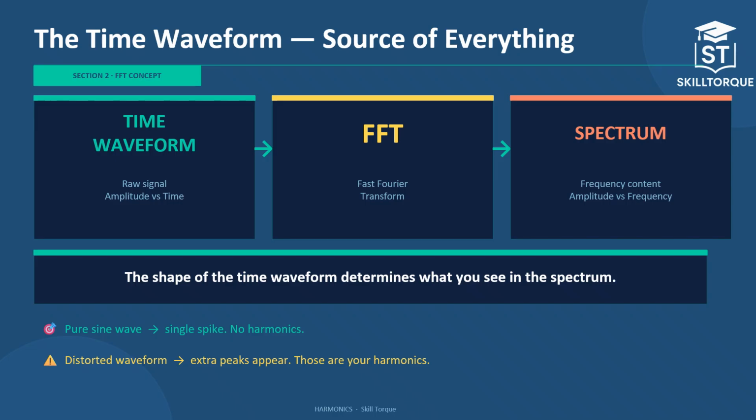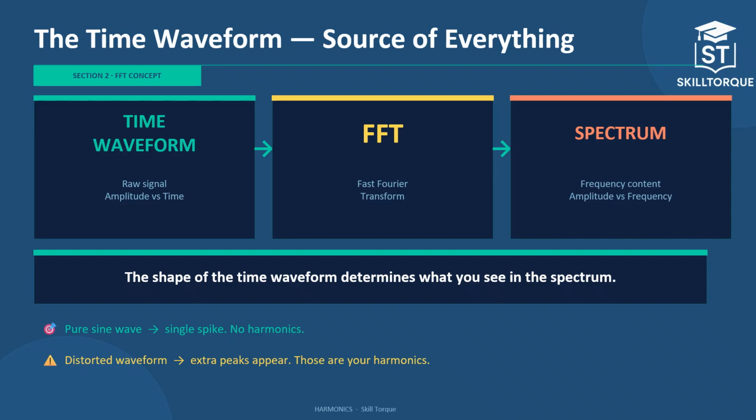Here is the rule that ties everything together, and I request you all to remember this: the shape of the time waveform always determines what you see in the spectrum. Let's say a pure undistorted sine waveform: what will you see? Only one peak, that is 1x. No harmonics at all. If there is any kind of distorted time waveform, it will definitely bring extra peaks. These are our harmonics.